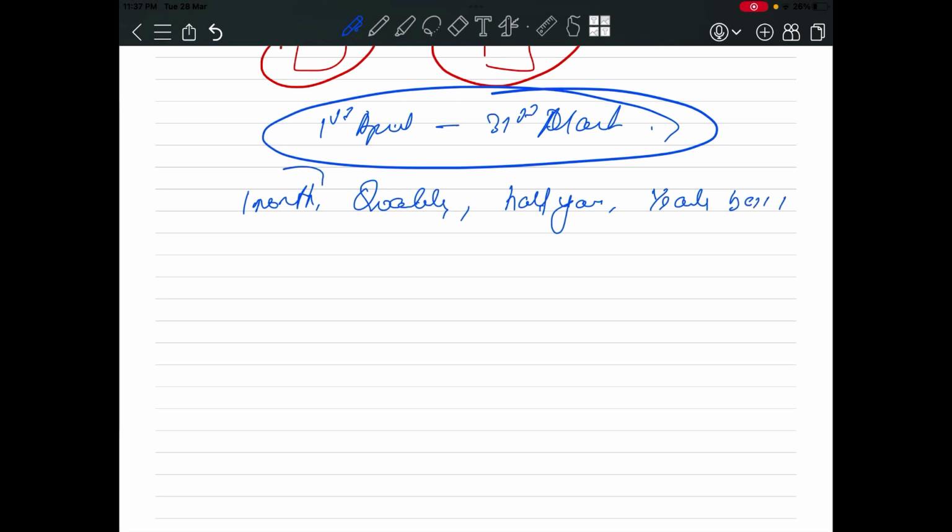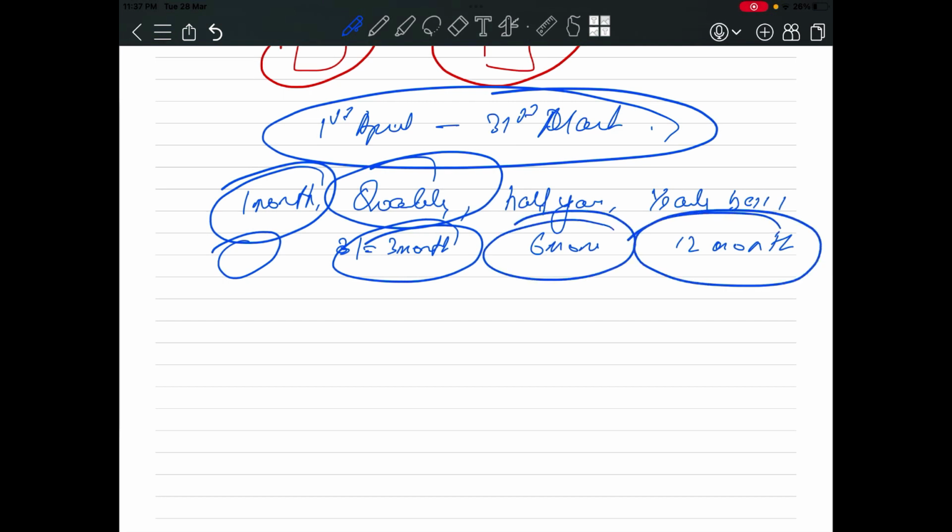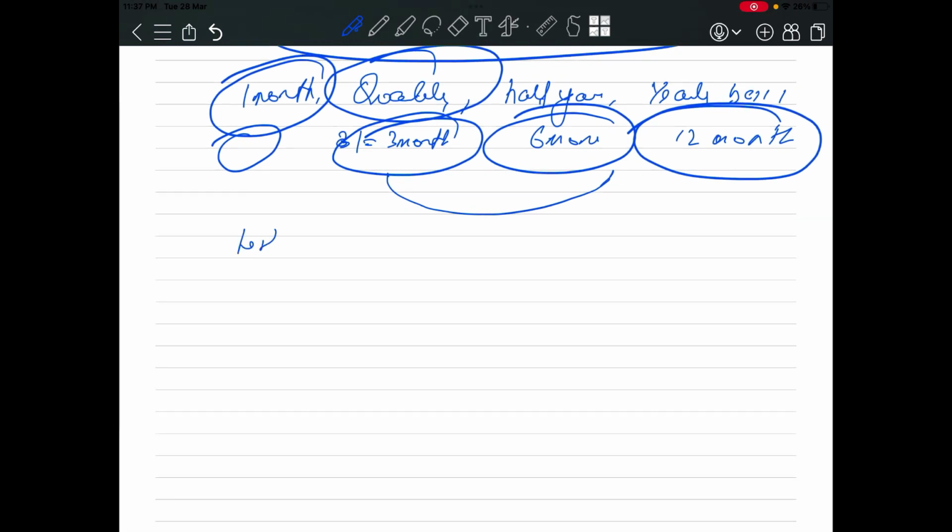Okay, there's no problem with that. 1 month you have understood. Quarterly simply means 1 quarter has 3 months, okay, and 6 months, 12 months. If you want, you can prepare your balance sheet, your financial statements every month, once in 3 months, once in 6 months, or once in 12 months.